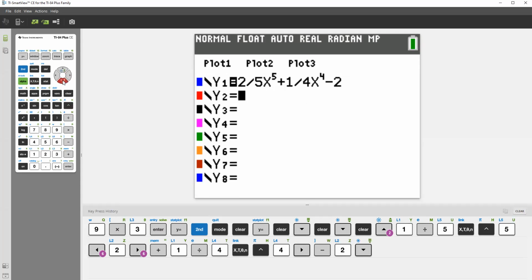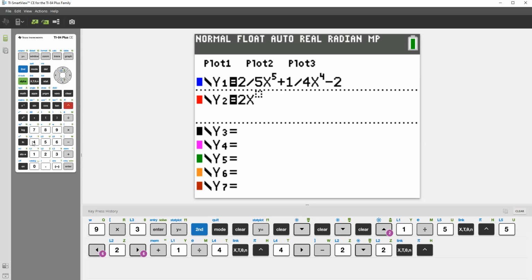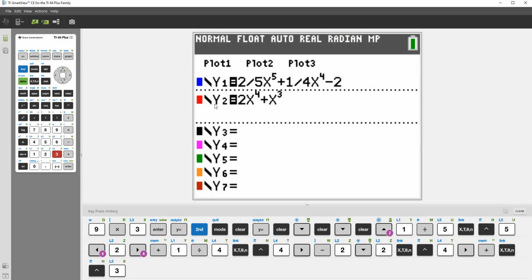All right, and then this one is the derivative. Y2 is the derivative. So let me look, 2x to the 4th, and then plus x to the 3rd. I don't know, if this does not work, do I need the 2/5 in parentheses? I don't think so, but if things go awry, then we'll just go back and put that in.